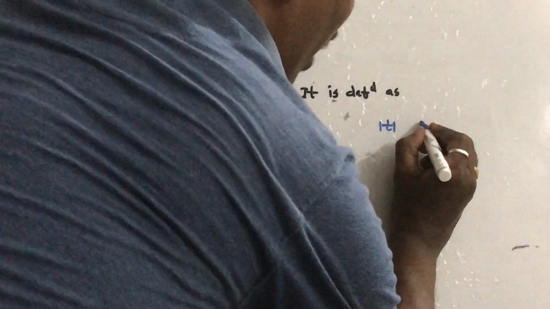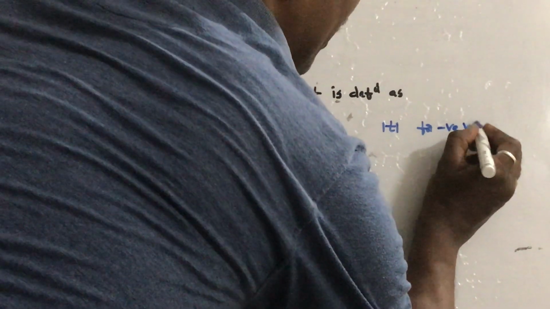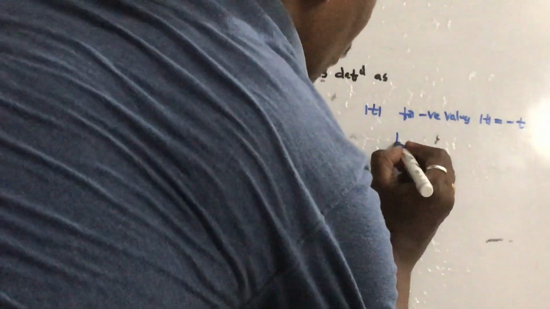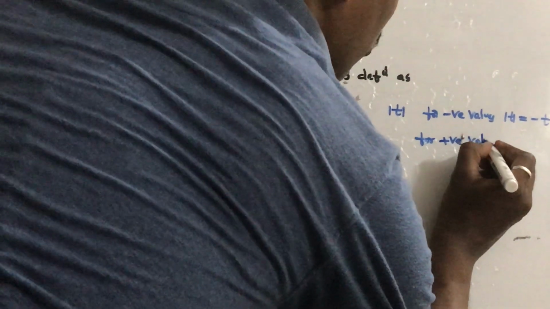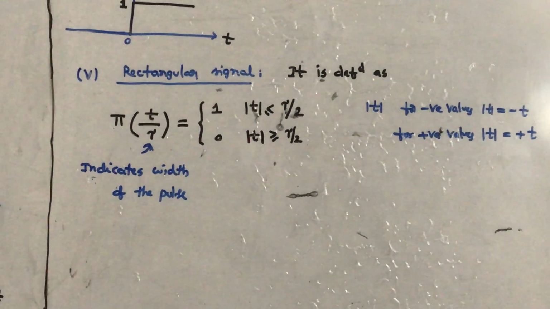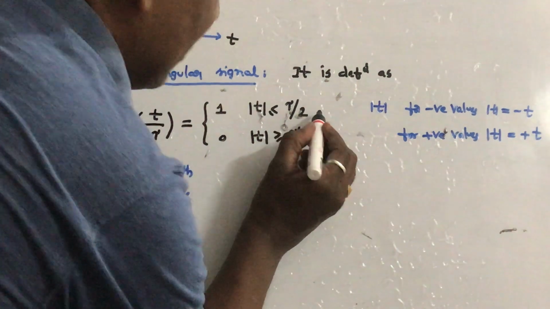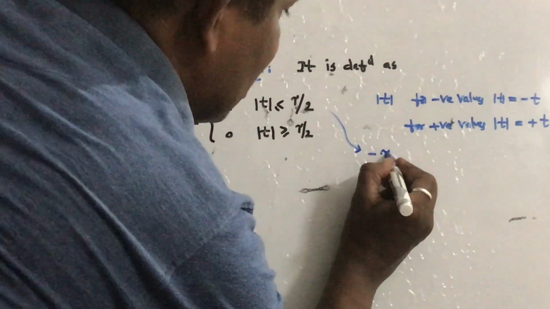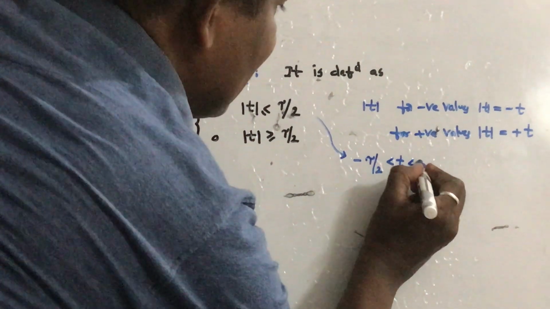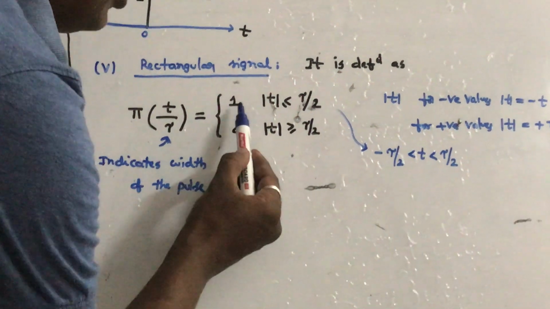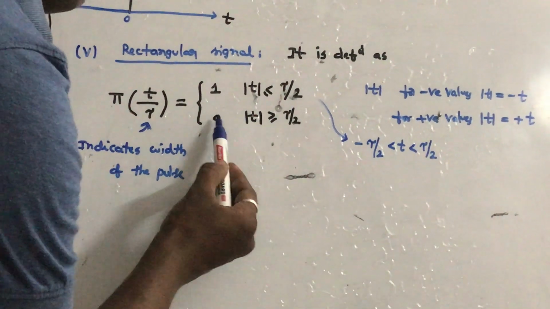As you know the definition of mod t, for negative values of t, mod t is equal to minus t. For positive values of t, mod t is equal to plus t. So that means the same condition, mod t less than or equal to tau by 2, can also be written as minus tau by 2 less than t less than tau by 2. That means during this interval, minus tau by 2 to tau by 2, its amplitude is 1. Outside this interval, its amplitude is 0.